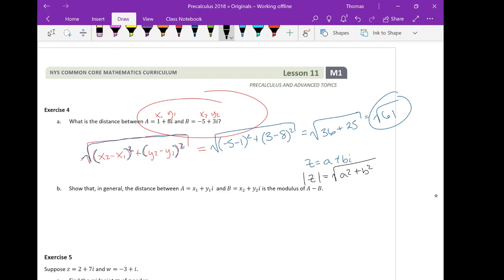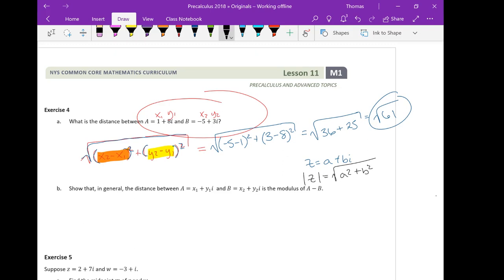There's a square root of something squared plus something else squared. Here, though, it's not just a and b. It's not just the real and imaginary parts. It's a real part minus another real part, and the imaginary part minus another imaginary part. So it seems like we're subtracting these two numbers, and then we see the modulus happening afterwards.